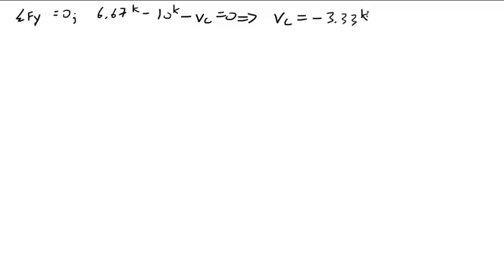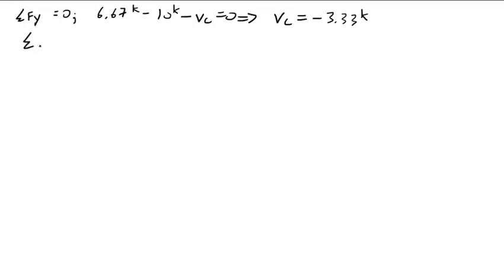Okay. So I'll do a sum of forces in the y direction equals zero. And this leads to 6.67 kips minus 10 kips minus VC equals zero. And from this, I will get that VC is equal to negative 3.33 kips. So this was created, if you reference your notes to the previous slide, simply by applying a sum of moments to the left portion of that free body diagram.